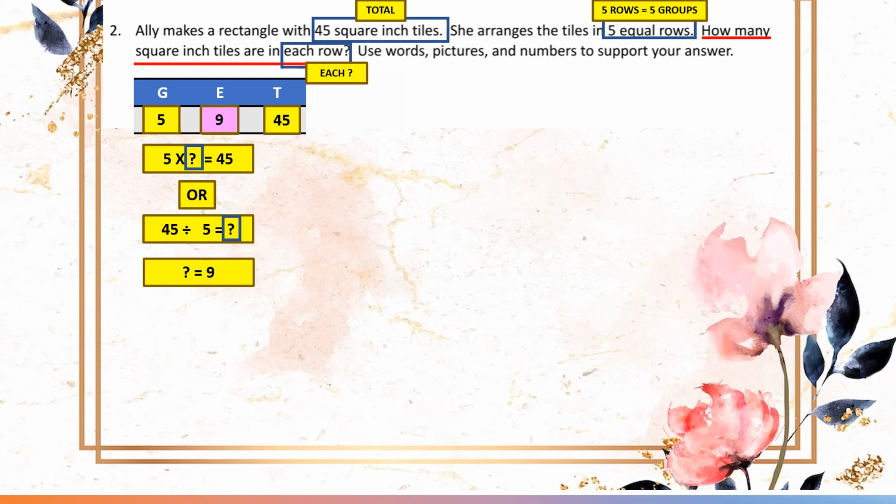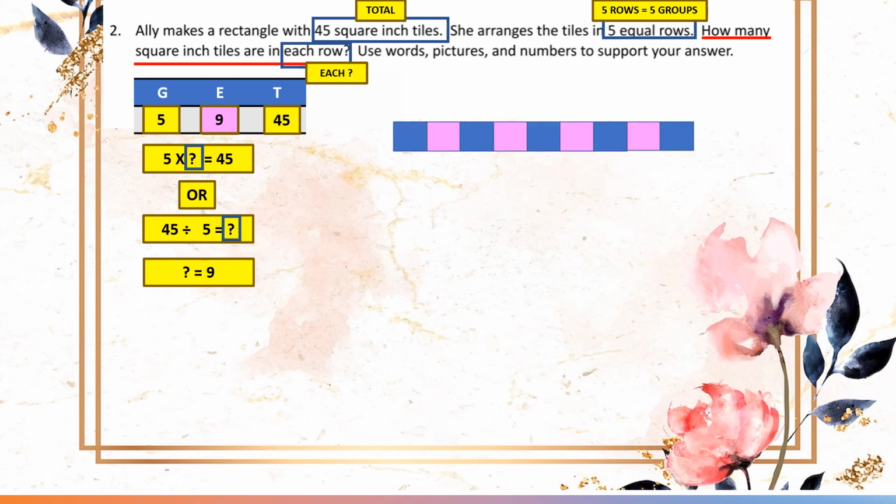Very good. Now, I used numbers to support my answer. Now I have to use a picture to support my answer. And with a Get chart, I can use an array to show my answer as a picture. So 5 groups with 9 in each group is 5 rows with 9 in each row. So I'm going to create 5 rows of squares with 9 squares in each row.